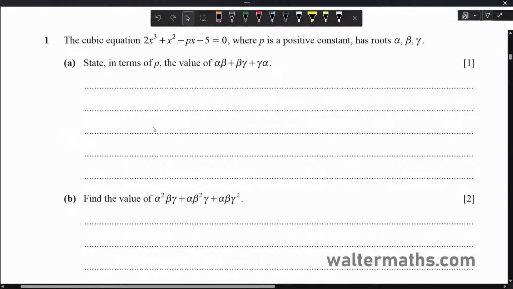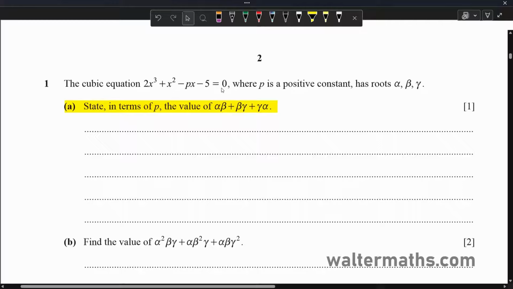The question says the cubic equation 2x cubed plus x squared minus px minus 5 equals 0, where p is a positive constant, has roots alpha, beta, gamma. On part A, they say state in terms of p the value of alpha beta plus beta gamma plus gamma alpha, which is the sum of product of pairs.